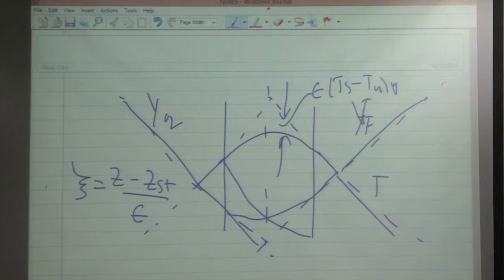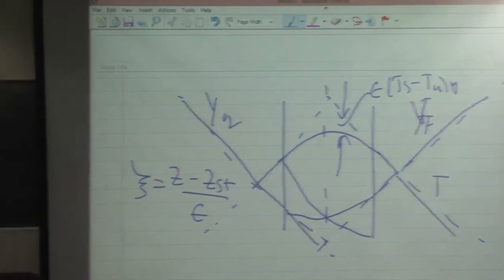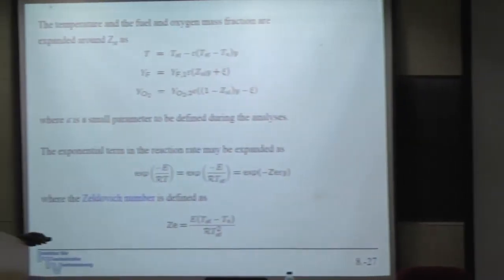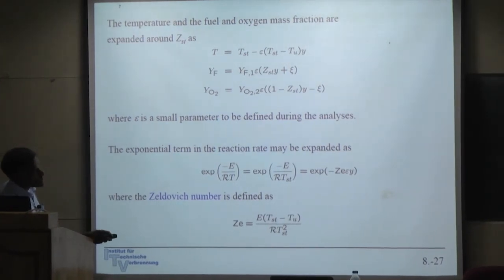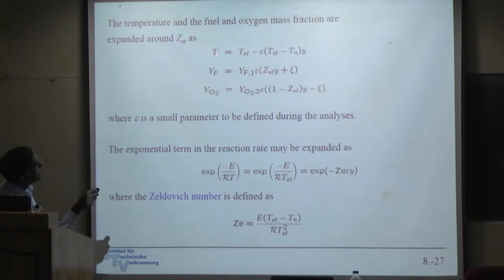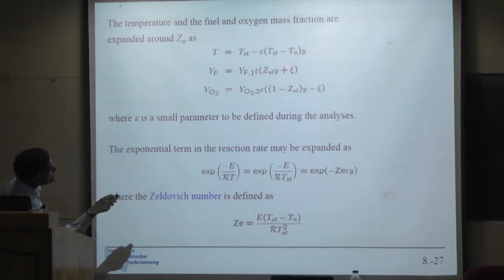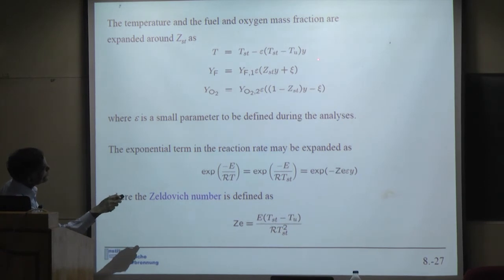So the point is that you define that as the stretched independent variable. Because Z is close to ZST in the reaction zone, epsilon is small, of order unity. And then you expand the temperature about the adiabatic temperature. So this is the expansion that is introduced.